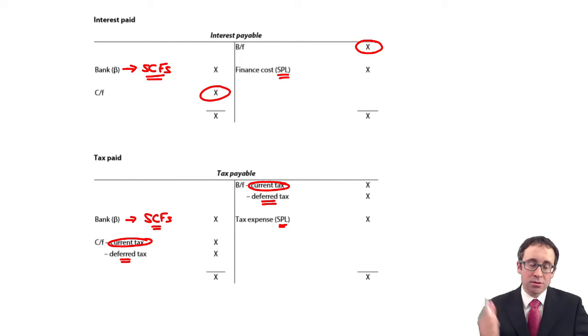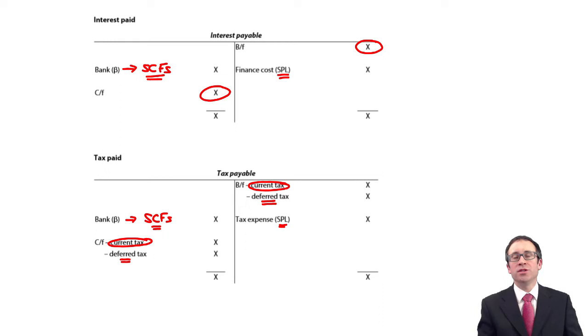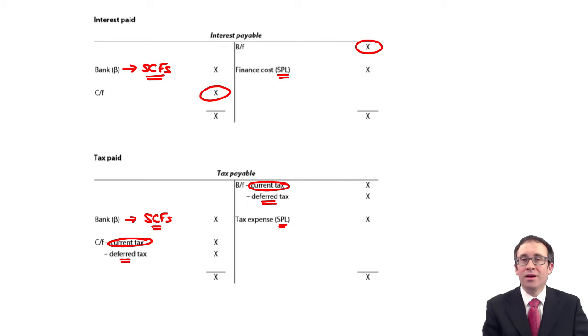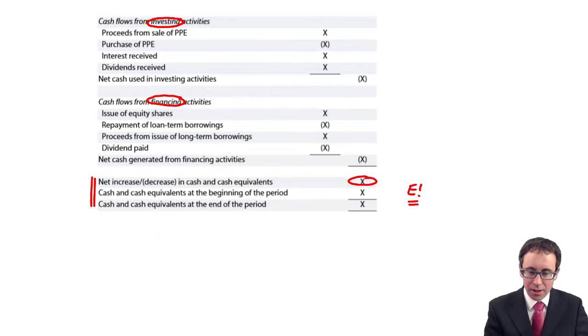If you don't like T accounts, your choice. You can go through and do them in an addition and subtraction way, but once you get to SBR, Strategic Business Reporting, your old P2, I think it really helps to understand T accounts whenever you're doing a cash flow question. So that's my operating activities.